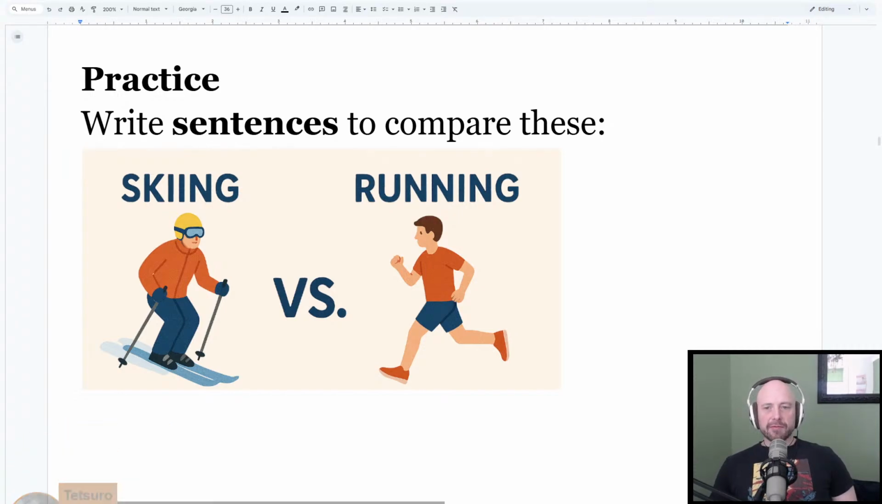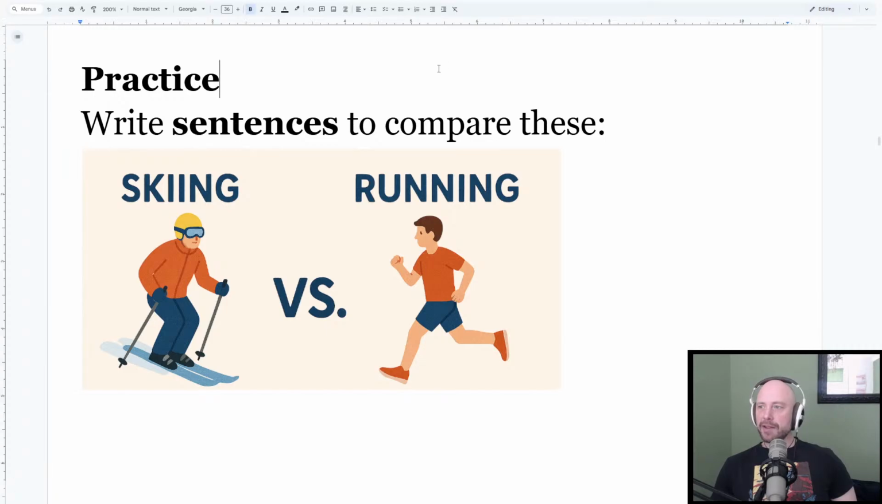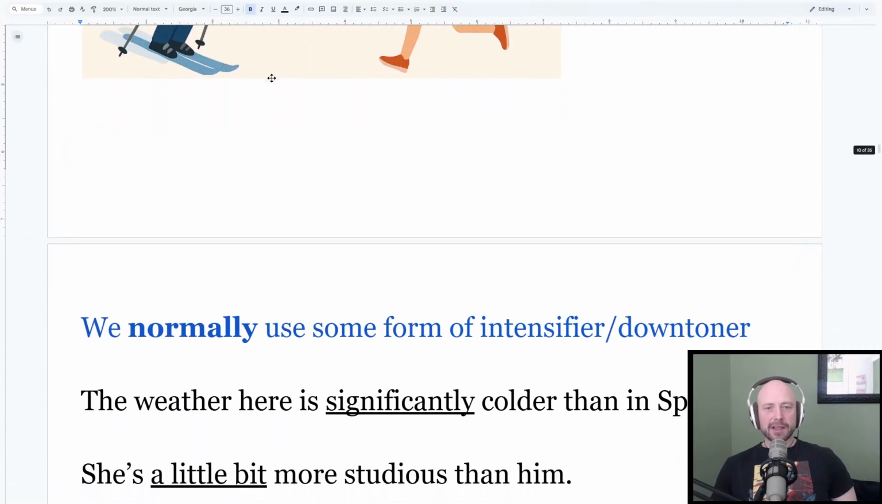Skiing is more dangerous than running. And Julia popping in with: crocodiles are more ferocious than birds. Well, that's great. That's a good one about the crocodiles and birds. Fantastic. Well done. That's enough practice for the moment. Let's learn some more stuff.